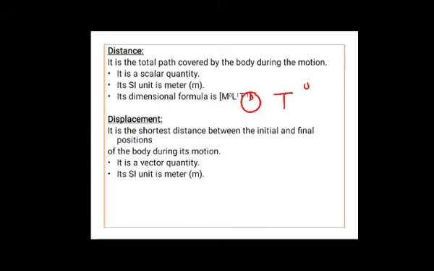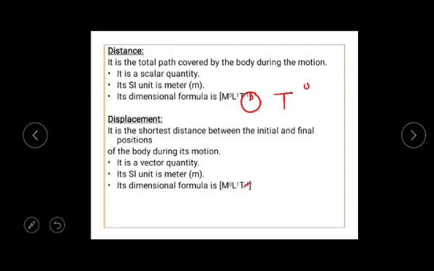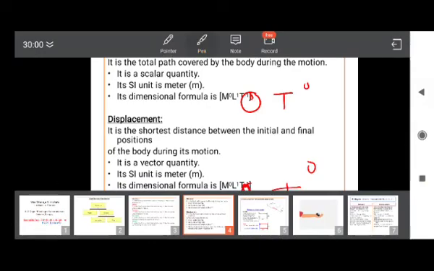Since displacement has direction, it is a vector quantity. Its SI unit is meter. Again, its dimensional formula is the same as that of distance. That is M raised to 0, L raised to 1 and T raised to 0. Here again there is a mistake, so you make this one T raised to 0. Fine.